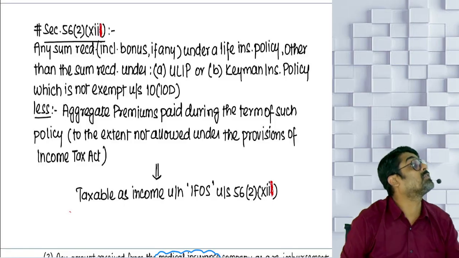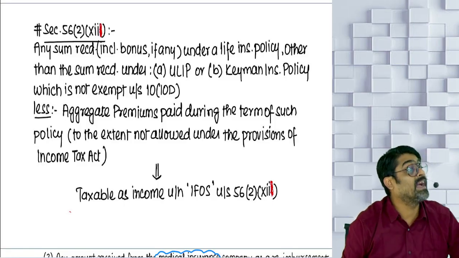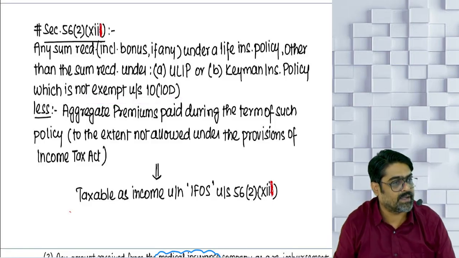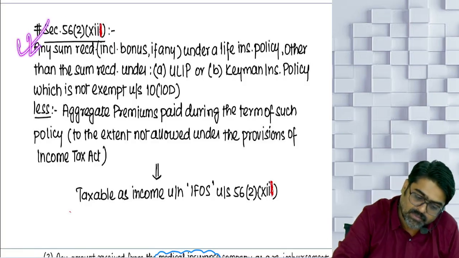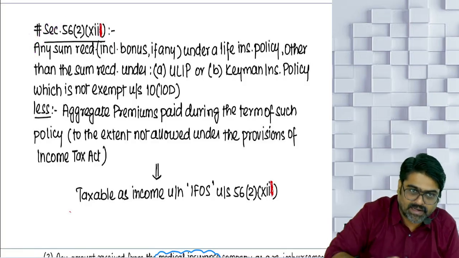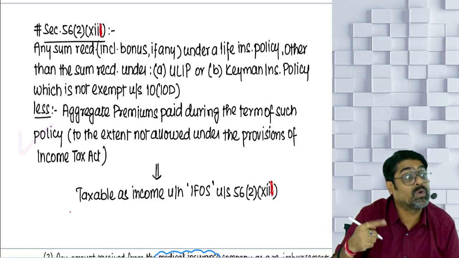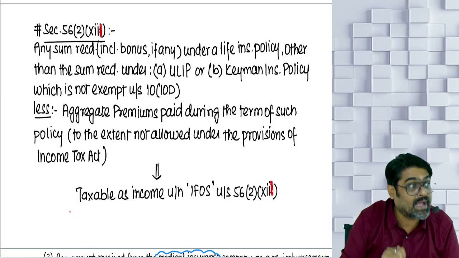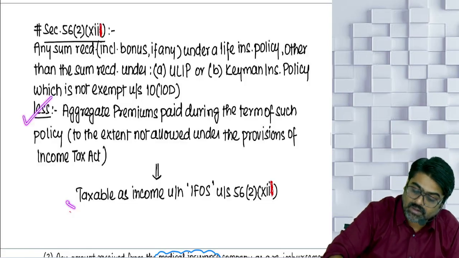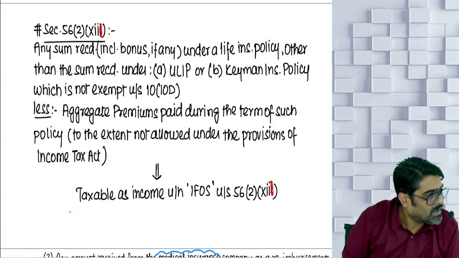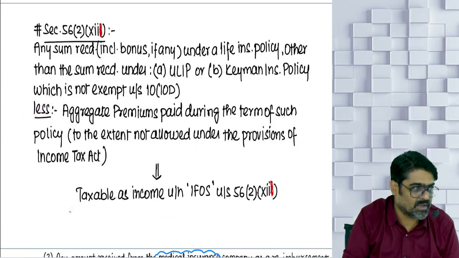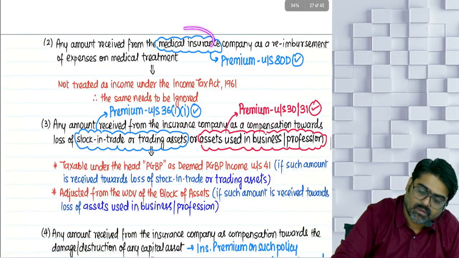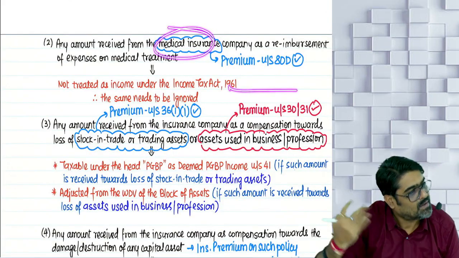We are talking about other sums from your normal life insurance policy coming as maturity proceeds, and that amount is not exempt under section 10(10D). So that amount will also be treated as your income, minus the premiums paid during the term of that policy which were not allowed as a deduction under the Income Tax Act. After reducing that amount, whatever balance remains will be taxable as your income. We have done the calculation for this also. Understood?